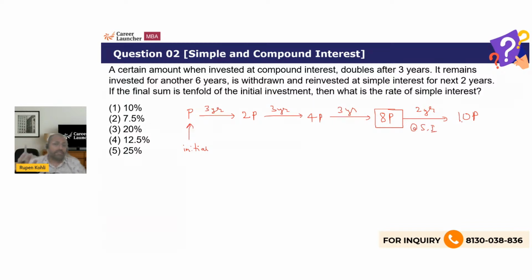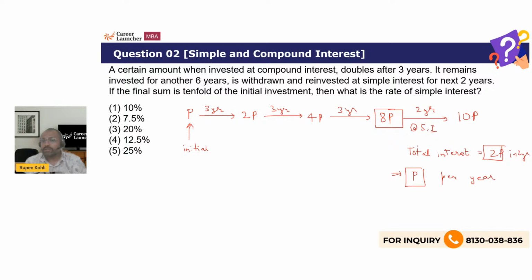Now, in simple interest, we know that we get the same, fixed interest per year. So if 8P has grown to 10P, it means the total interest earned is how much? 2P in 2 years, right? So what is the interest earned per year? If the total interest earned is 2P in 2 years, it means that interest is P per year.